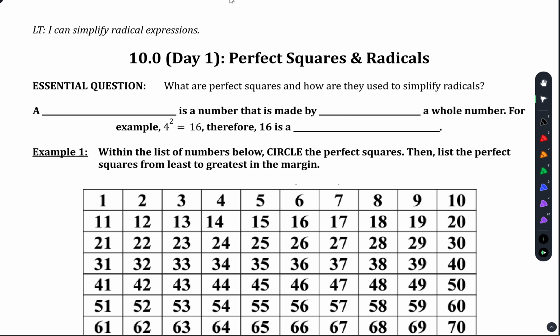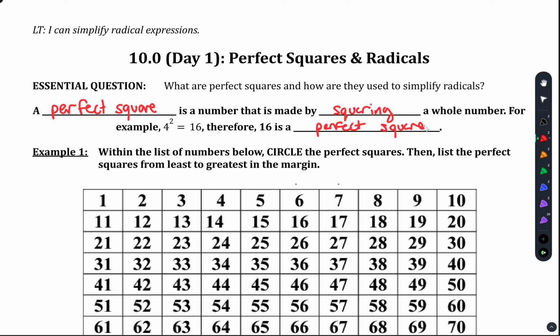First vocab word that we're going to talk about is perfect squares. We've talked about these perfect squares before. A perfect square is a number that we make by squaring a whole number. For example, if I take the whole number 4 and I square it, I get 16. So 16 is a perfect square.